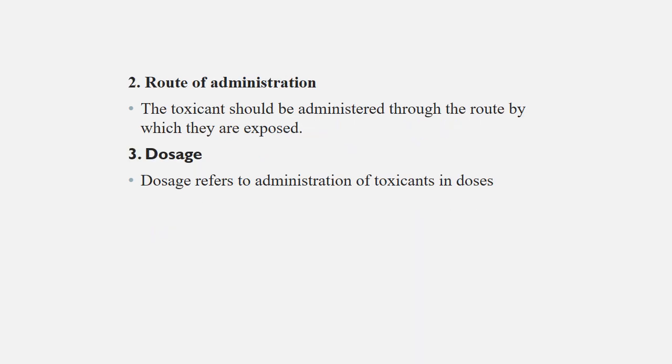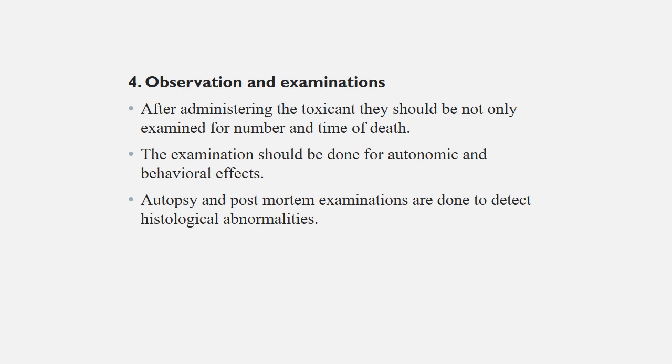If we talk about route of administration, the toxicant should be administered through the route by which they are exposed. Third, the dosage refers to administration of the toxicant in doses. Different types of doses are given, such as in milligrams, in ppm (parts per million), parts per billion, and parts per trillion. And if we talk about observation and examination, after administering the toxicant, they should not be examined only for number and time of death, but the examination should be done for autonomic and behavioral effects. Autopsy and post-mortem examination are done to detect histological abnormalities.